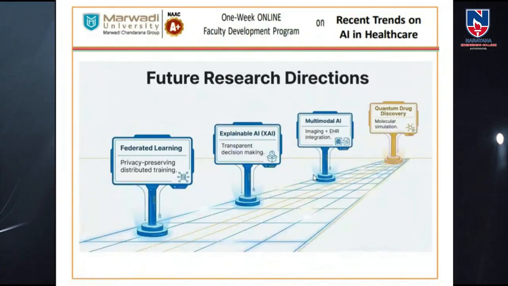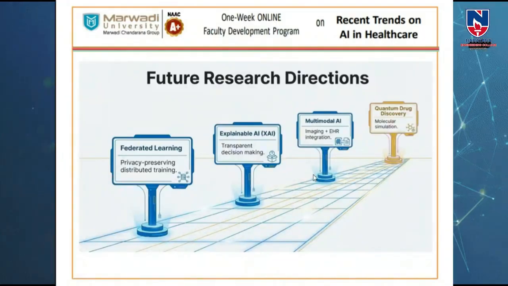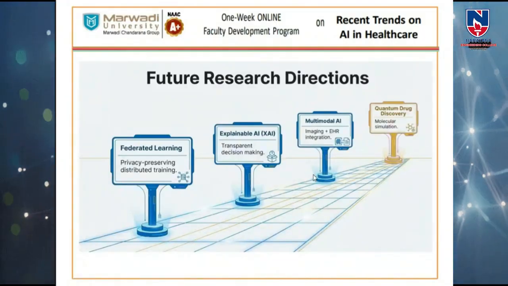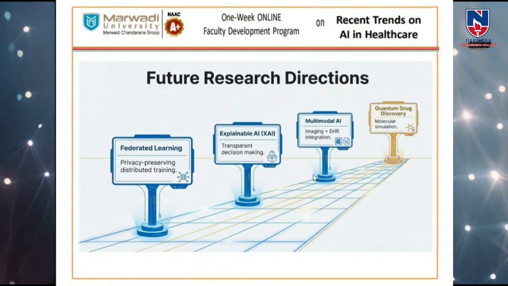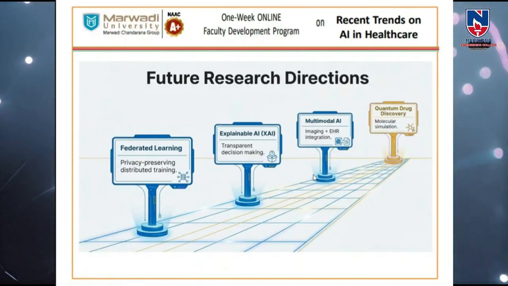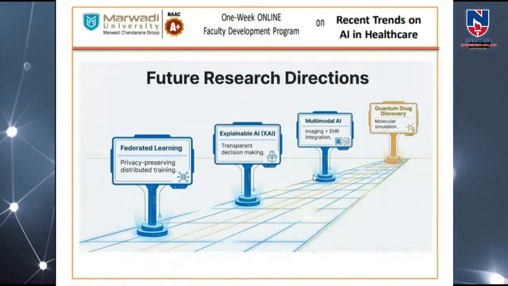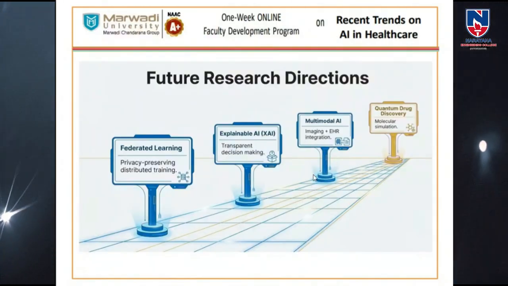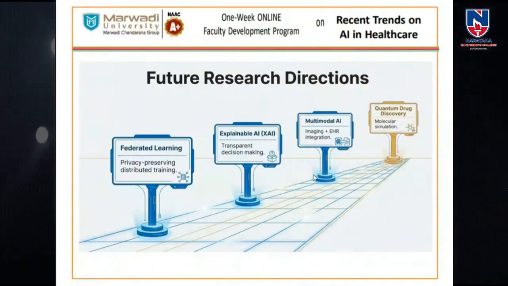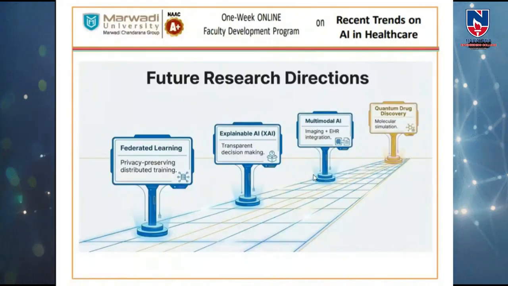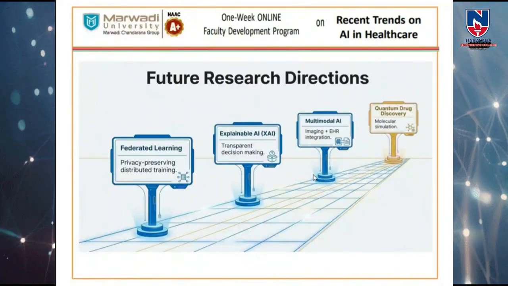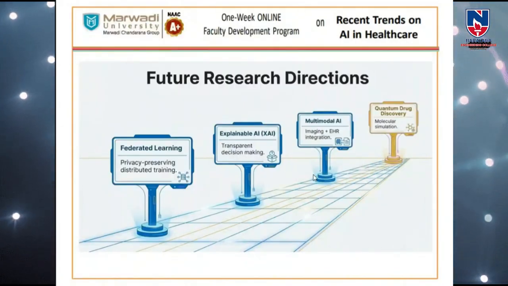As I mentioned, next one is explainable AI, because we are supposed to avoid the black box. That means the operation should be transparent, so that a researcher or a doctor could understand what is happening inside. Then only they will rely on the output you are getting.